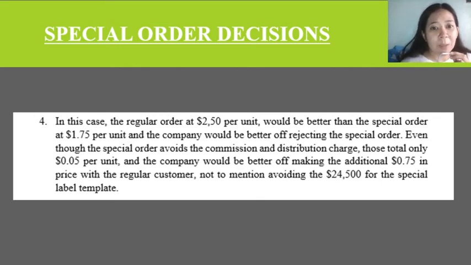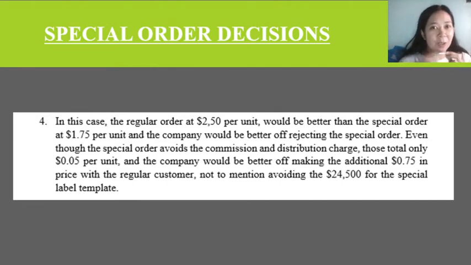So even though the special order avoids the commission and distribution charges, those total only 2.05 per unit, and the company would be better off making the additional $0.75 in price with the regular customer. Not to mention also avoiding the 24,500 for the special label template. So in this case, number 4, it is better for them to reject the special offer if the regular offer is for a 2 million quart, okay, at 2.5.